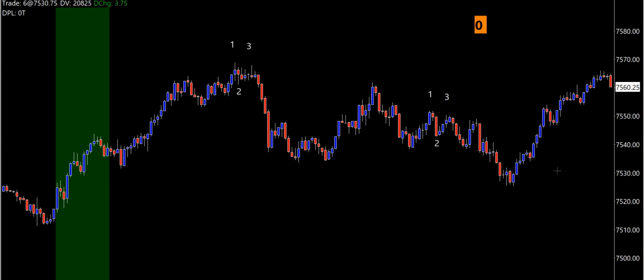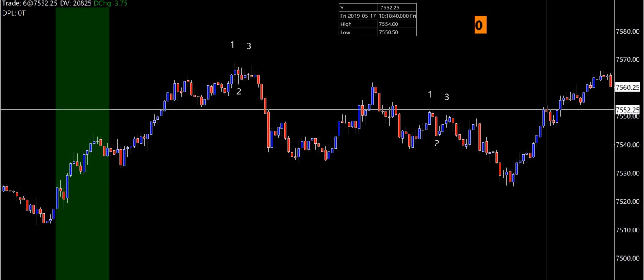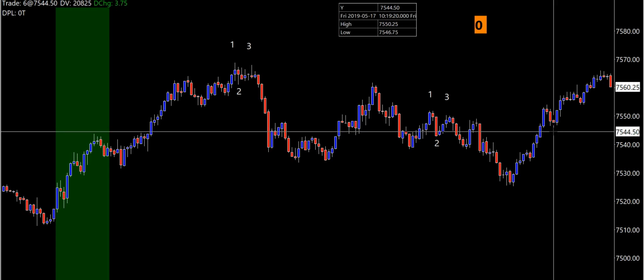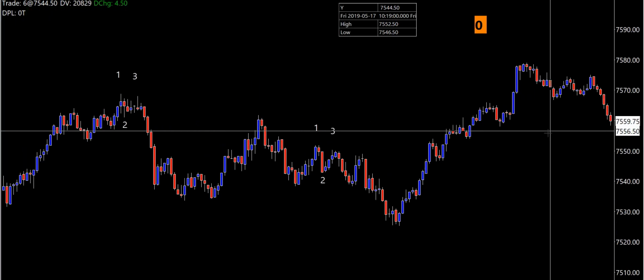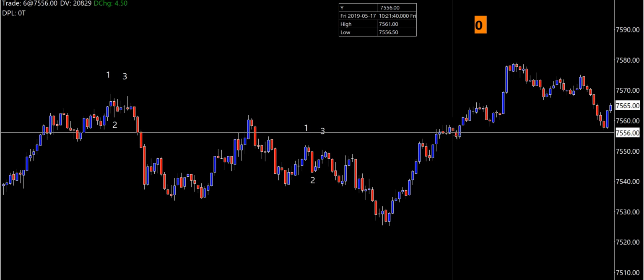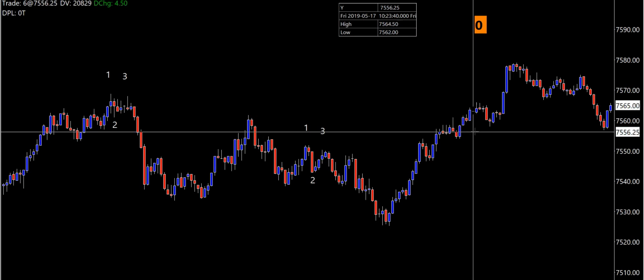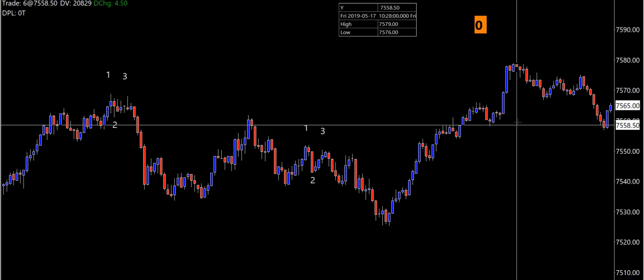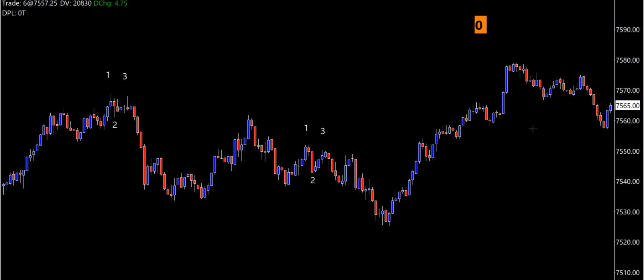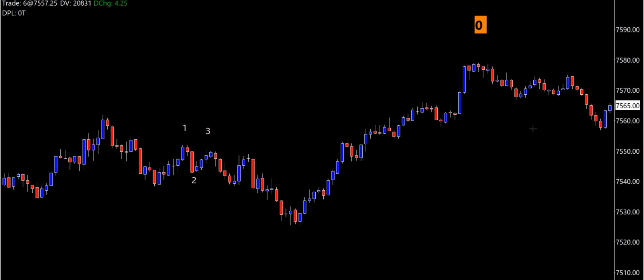didn't happen. So now we made a higher high and then a higher low right here. And we make another higher high and then a higher low. This would be another place to look for a trade. It didn't happen. And at the buzzer, you may have a trade here.